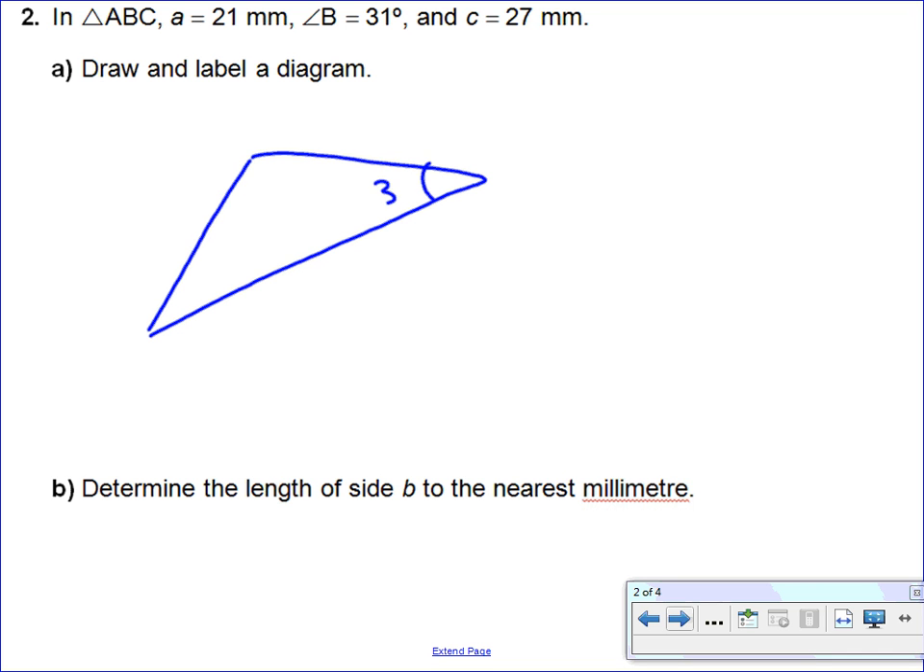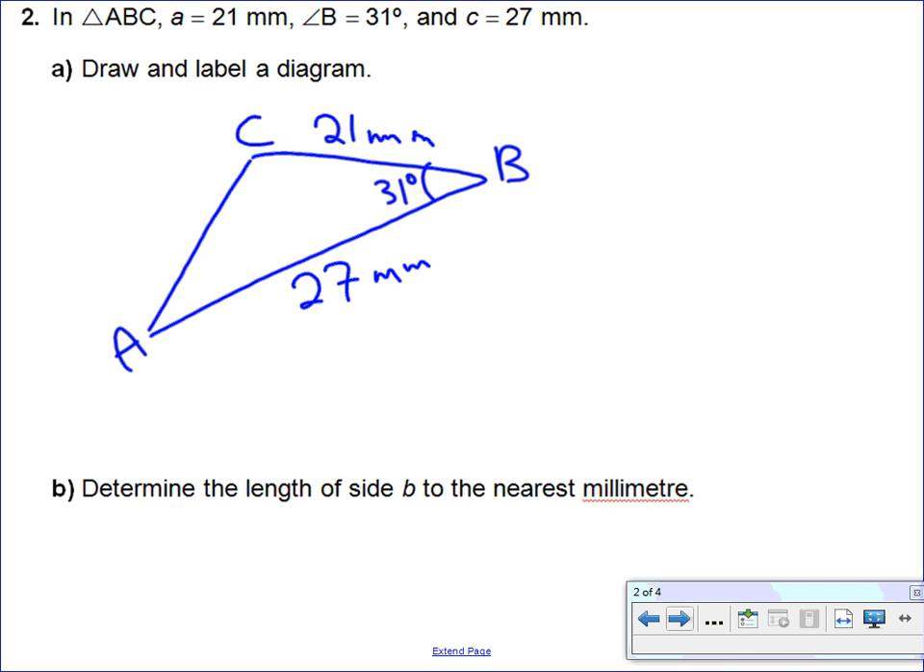I'm going to say that this one's 31 degrees, so I'm going to label that B. Then I'm going to say A, B, C, 27 millimeters, and A is 21 millimeters. Really all I did here is I knew that 27 was my longest length, so I put it across from the biggest angle in my diagram.